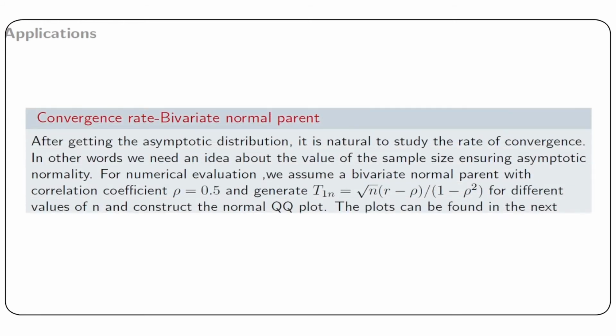Next, we shall study the convergence rate for bivariate normal parent. After getting the asymptotic distribution, it is natural to study the rate of convergence. In other words, we need an idea about the value of the sample size ensuring asymptotic normality. For numerical evaluation, we assume a bivariate normal parent with correlation coefficient rho equal to 0.5 and generate the standardized variable square root of n multiplied by r minus rho divided by 1 minus rho square for different values of n, and construct the normal QQ plot. These plots can be found in the next page.